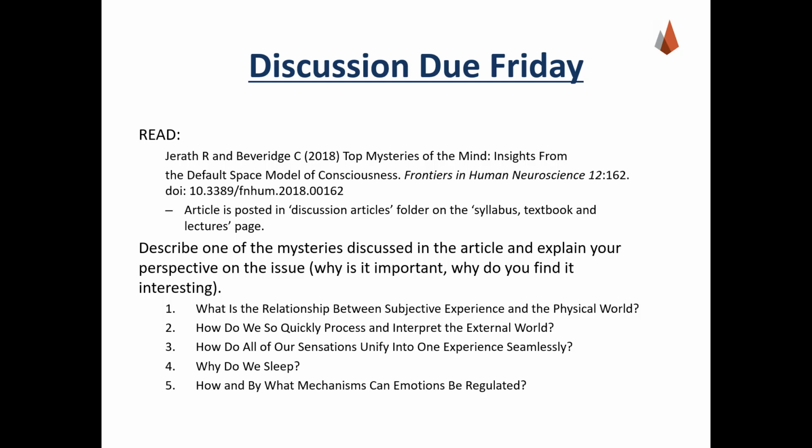Next question is, how do we so quickly process and interpret the external world? We have these 5 sensory systems, and they function incredibly rapidly. Not only do they bring in information about light and vibration and pressure and heat and smell and all that other stuff, but it all gets molded together into one seamless experience. And that's our third question. How do all of our sensations unify into this one conscious experience that we have?